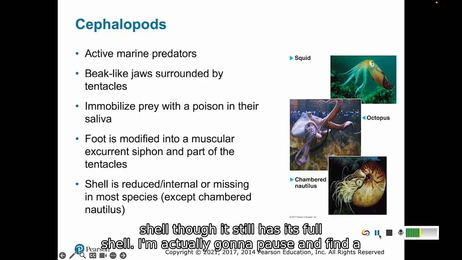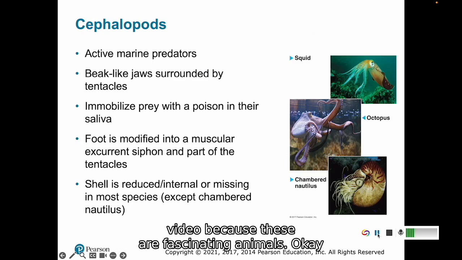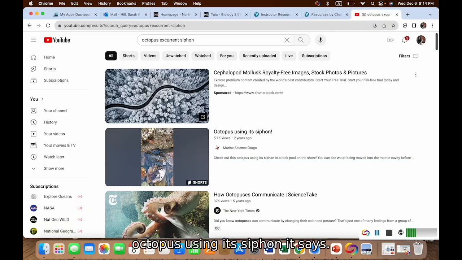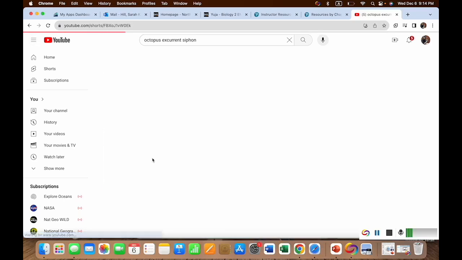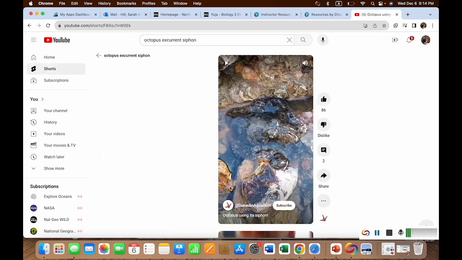I'm actually going to pause and find a video because these are fascinating animals. Okay, so this is going to show an octopus using its siphon, it says. See that?